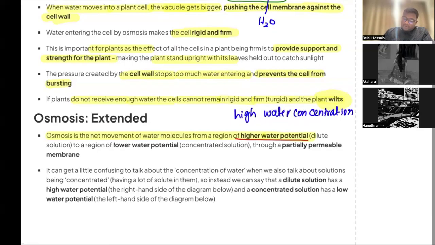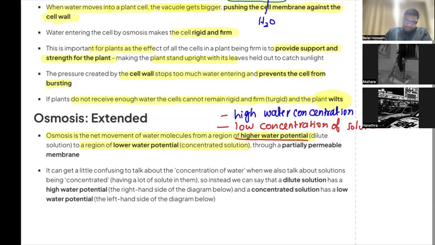I also meant high water potential by stating low concentration of solute. Low concentration of solute, or you can think of a dilute solution, to a region of low water potential, which means a concentrated solution. Again, the opposite terms apply here: low water concentration or high concentration of solute.